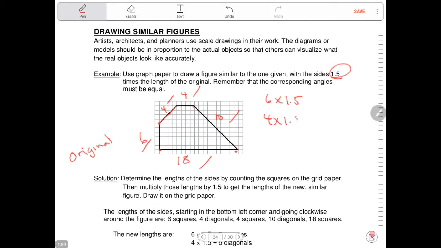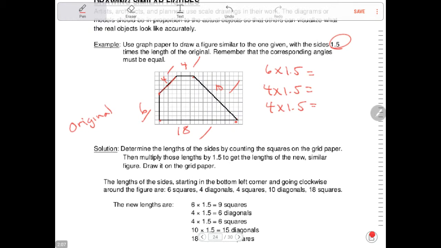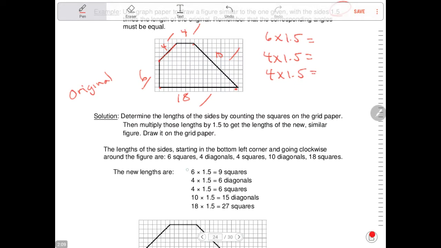4 times 1.5, and you would continue that over and over. And what happens is you will get new lengths. So these are the measurements right here. That's where they took every original side and multiplied it by 1.5. And these are your new lengths.